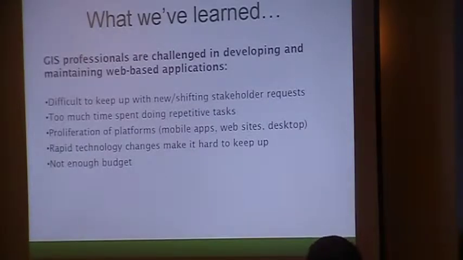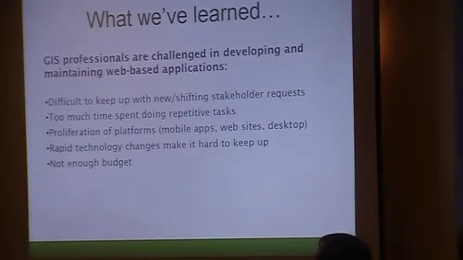So in a nutshell, these are some of the takeaways that we've learned, and you guys probably have some of the same challenges. So lots of different changing stakeholder requests. A lot of repetitive tasks. Hey, can you print a map? Hey, can you print a map again? Hey, can you create a mailing label list? A lot of repetitive type tasks. How do you deal with that?